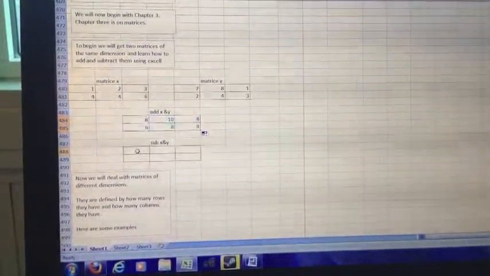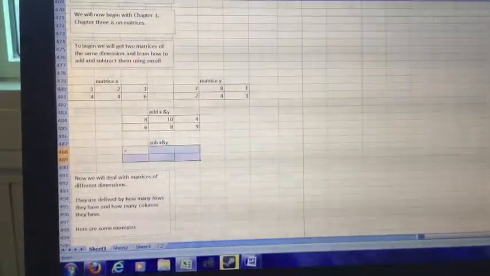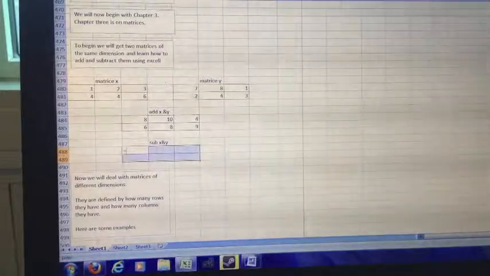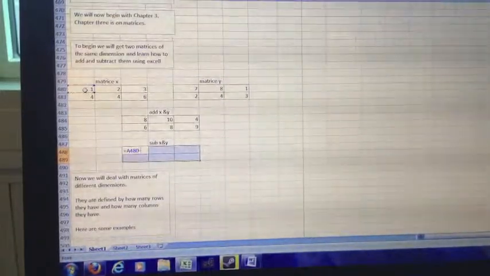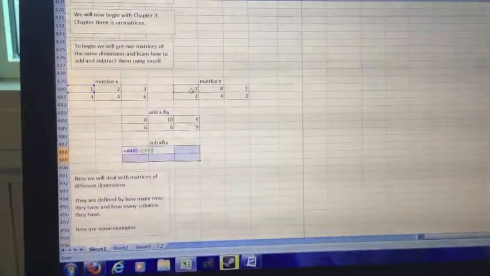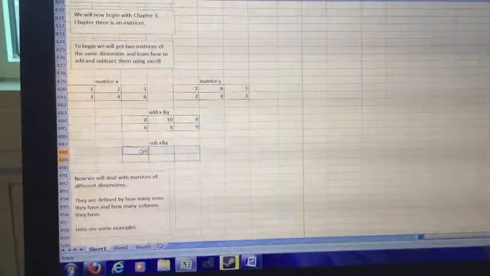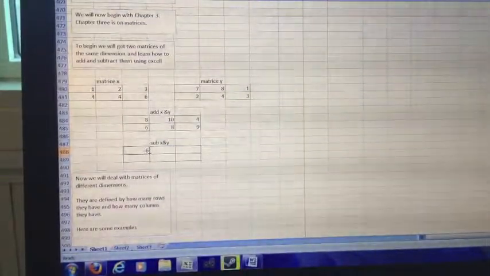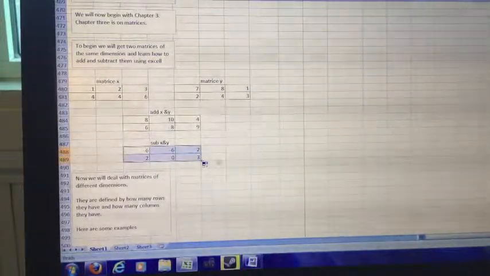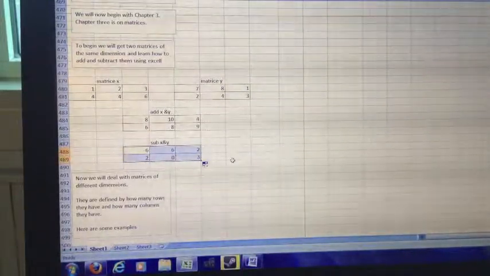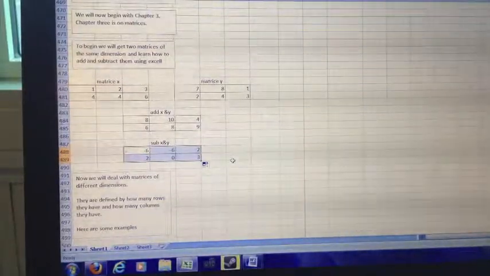Now we're going to do the same thing with subtracting, so we're going to highlight our area, click equals. We're going to do it in the same spots, so we're going to click 1 minus 7, enter. We get -6. Then we're going to take this and drag it across again, and then drag it down, and that is our final matrix for subtracting. And that is how you add and subtract matrices.